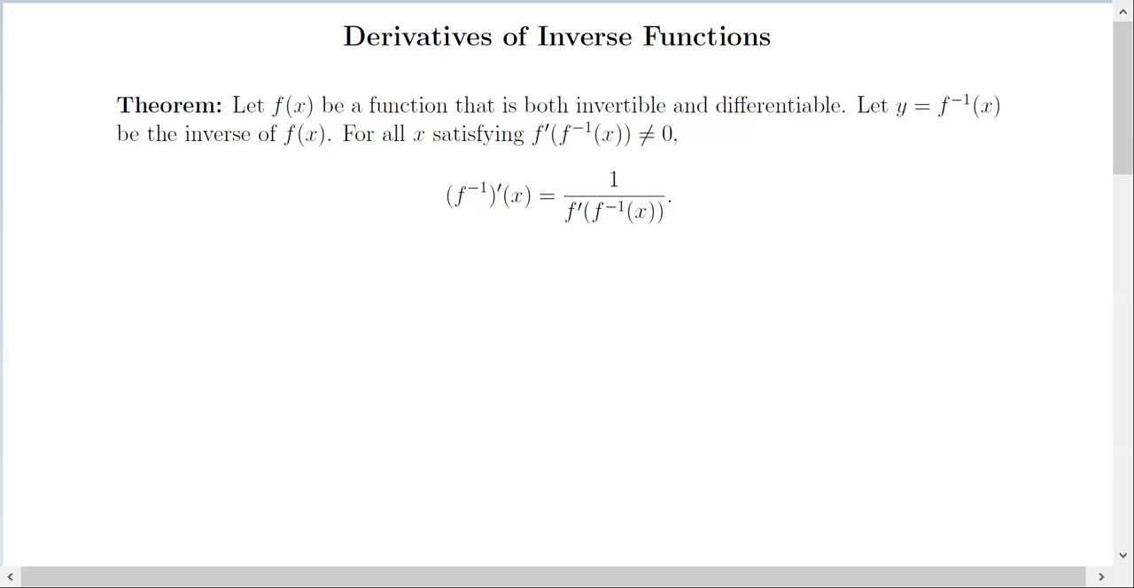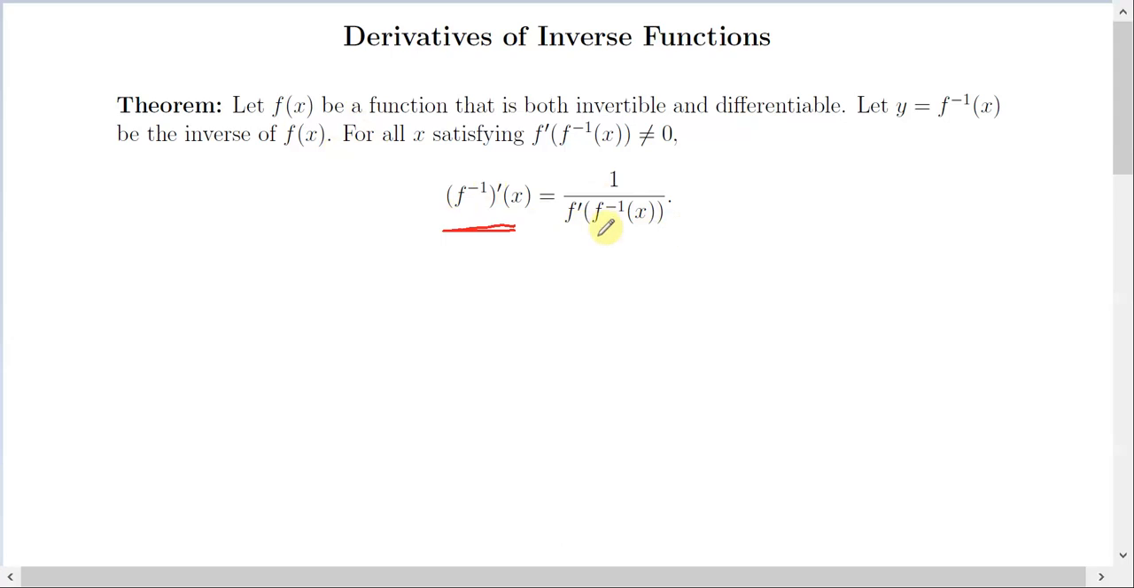Here we have a theorem that tells us how a function's derivative is related to the inverse function. Assuming you have a differentiable and invertible function, it turns out the way you take the derivative of the inverse function is you take 1 over the derivative of your given function evaluated at the inverse function.